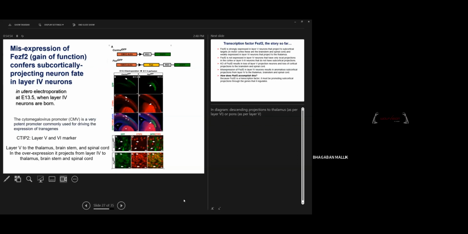Okay, so when you ectopically or overexpress the layer 5 FEZF2 in layer 4, it can also express in layer 4, and it can project neuron from layer 4 to other layers. That's what I want to highlight. Okay.